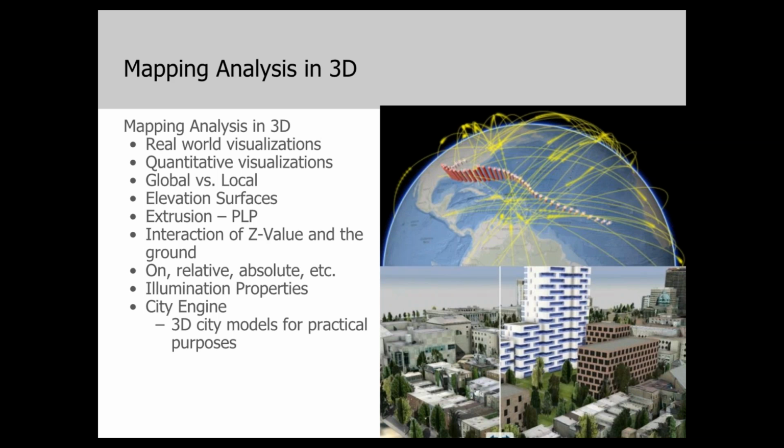So when we talk about mapping analysis in 3D, two things come to mind. You have real-world visualizations, and this is essentially depicting the Earth as it actually is, for instance trees and buildings and landscapes. And you can then do analysis and get views on how a skyline looks, or how that skyline will look if you add some trees or add a new building, and will that affect people's views.